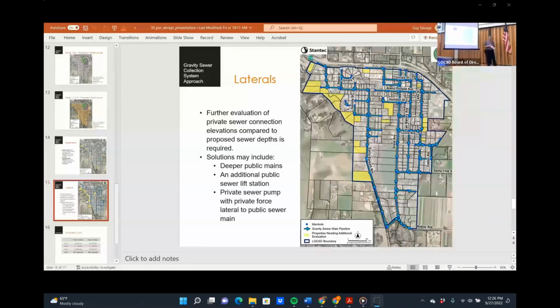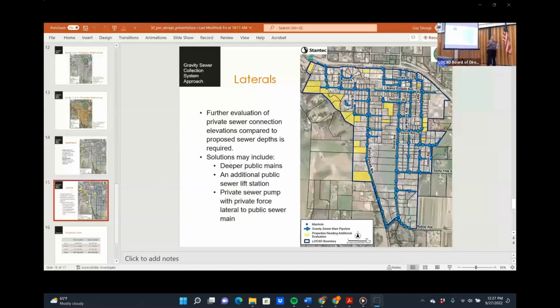And then the laterals. So the laterals are private. That connects to your house plumbing or business plumbing, and then would be a new pipe that goes from that plumbing connection to the street. As you can imagine, we don't know your depth of plumbing. There's some building codes. There's some minimums that they have to be, depending on when you were constructed. Also, building codes do change over time. So, to our best ability in a preliminary setting, we've estimated those.